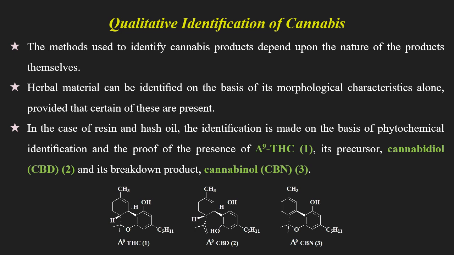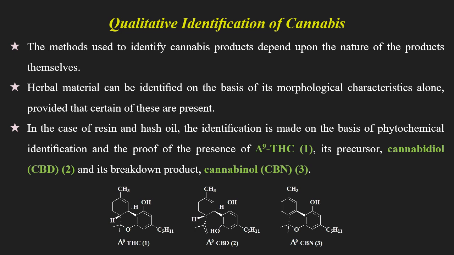The qualitative identification of the cannabis involves the identification of the potent or responsible phytochemicals, and the identification of the herbal material. The method used to identify cannabis products depends upon the nature of the products which are to be identified.